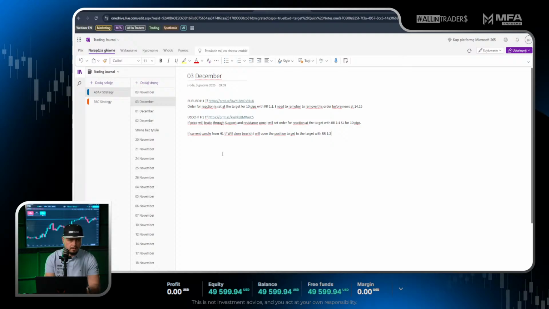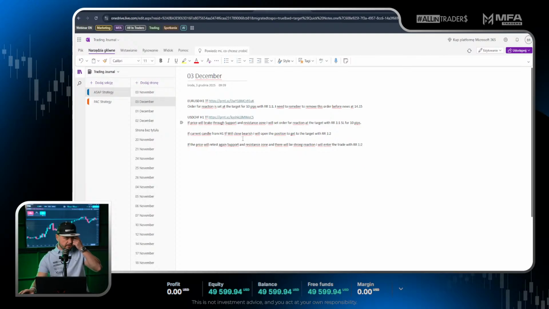And the third option, if the price will test again the support and resistance zone, and there will be strong action, enter the trade with risk to reward 1 to 2.